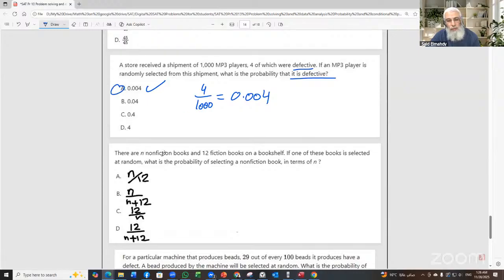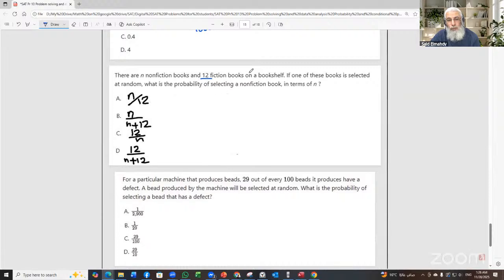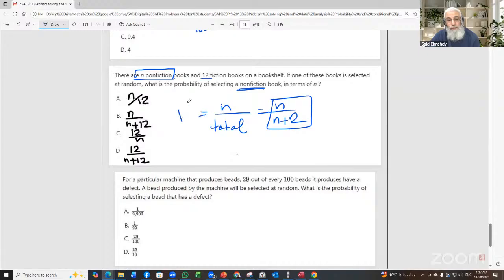There are n non-fiction books and 12 fiction books on a bookshelf. If one of these books is selected at random, what is the probability of selecting a non-fiction book, in terms of n? Non-fiction book is n, so n non-fiction books divided by total. Total is n plus 12. So this is the probability: n divided by n plus 12. The other option is not correct. So B is the correct answer.